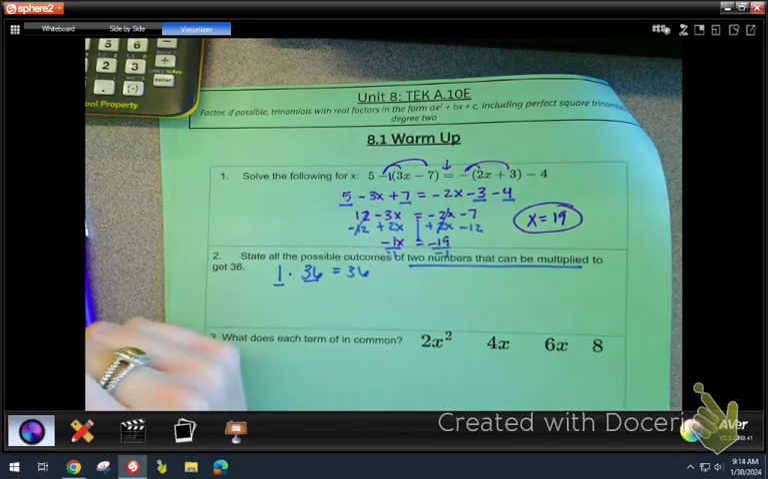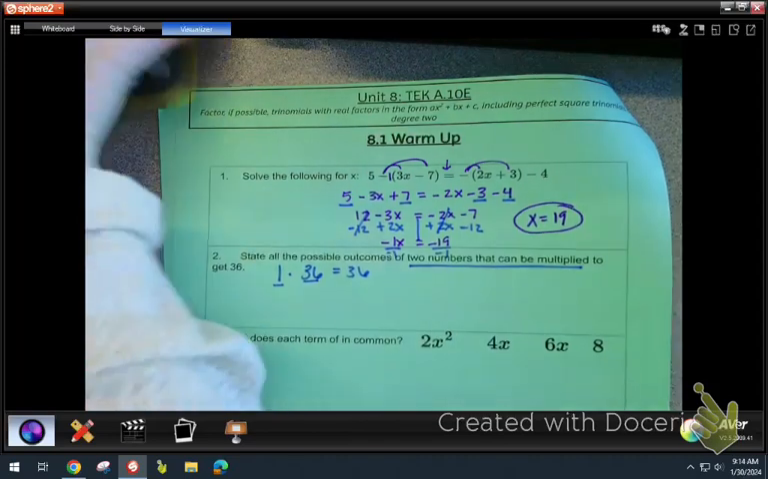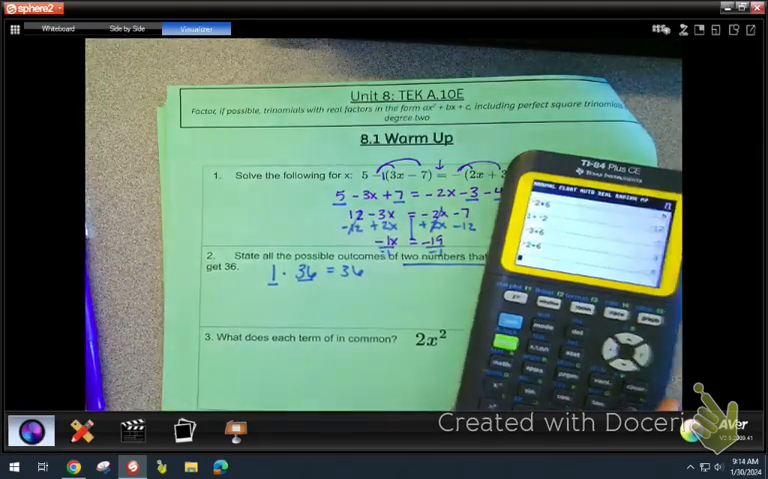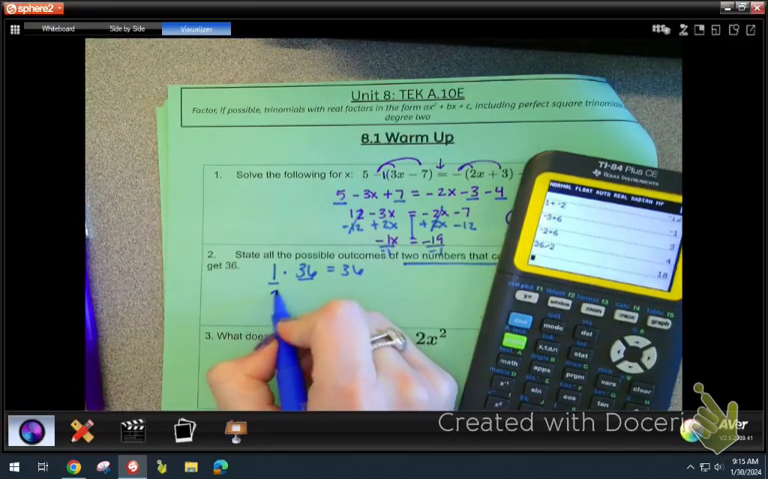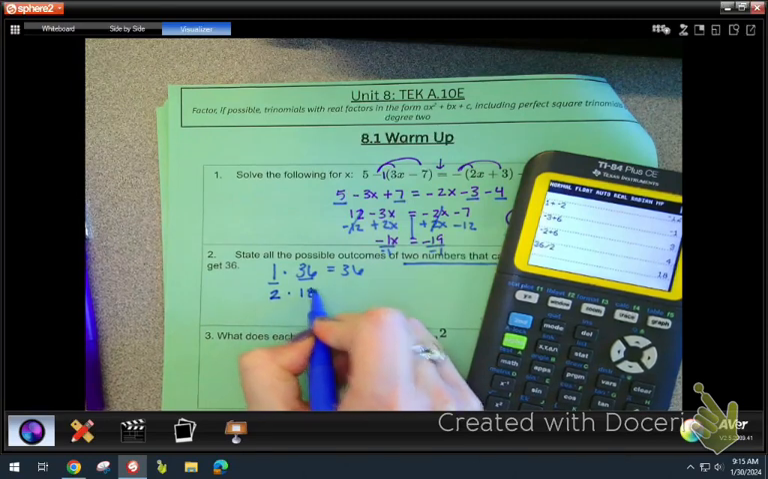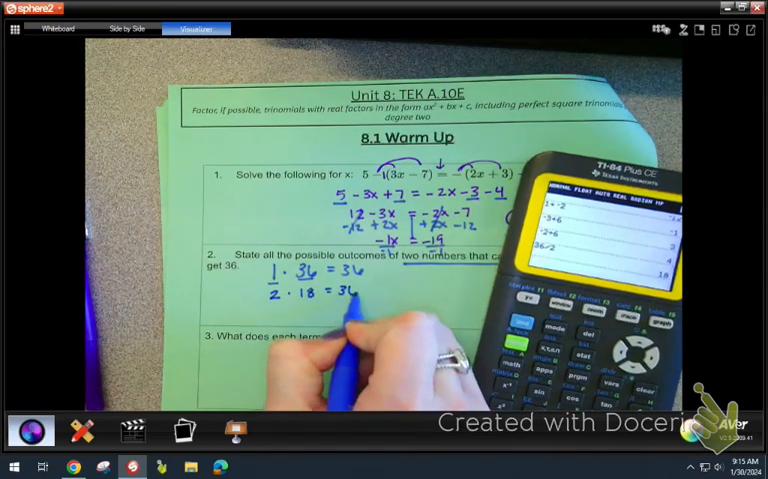Okay? All right. Is 36 even? So what's it also divisible by? 2. So let's divide 36 by 2. And I get what? 18. So 2 and 18 are another pair of factors to give me 36.